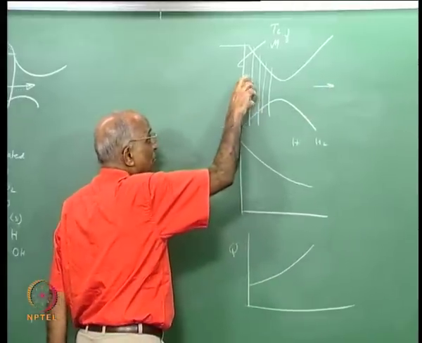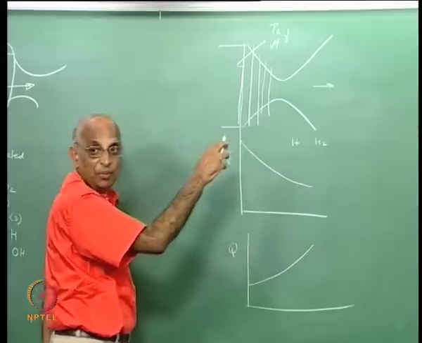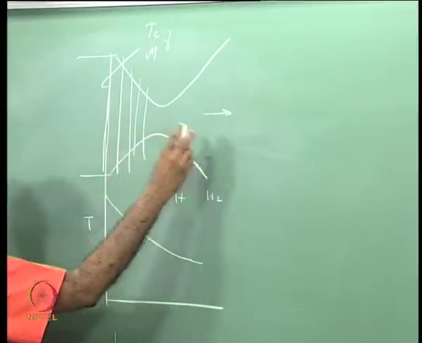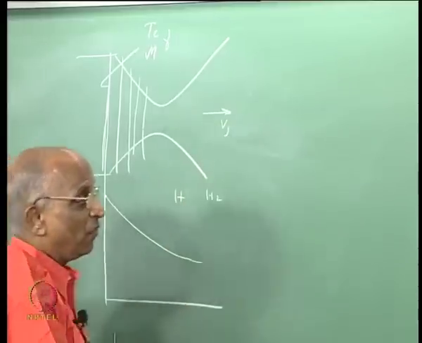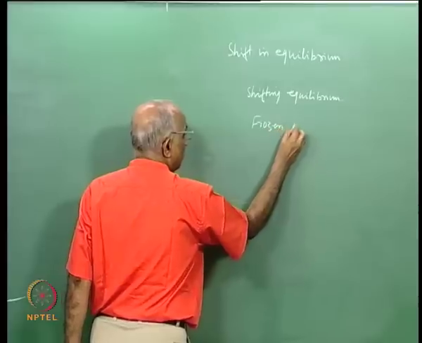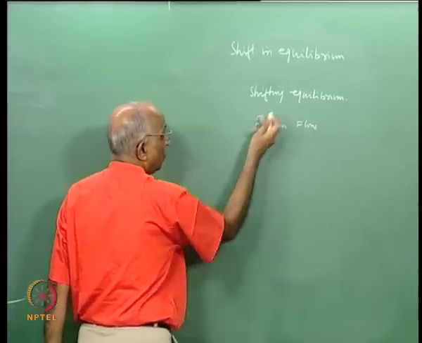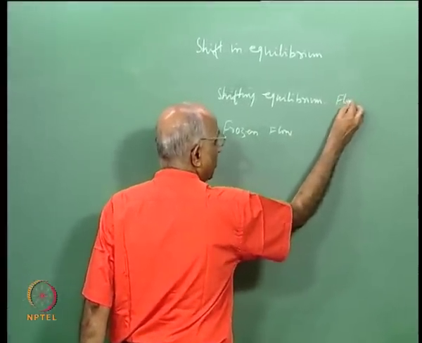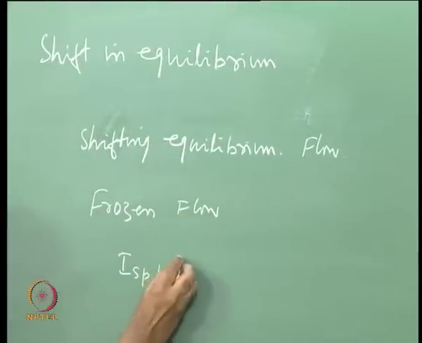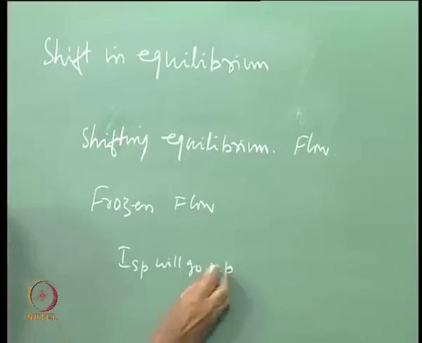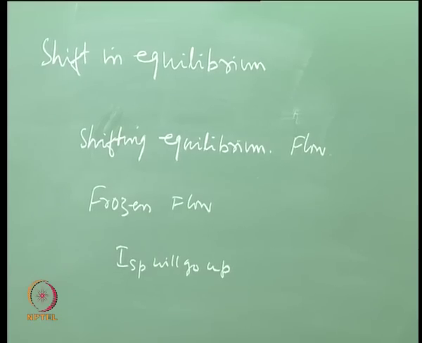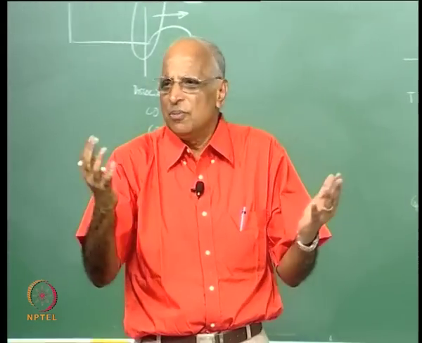But in practice with shifting equilibrium, what is going to happen? I get more heat release, molecular mass is going to change, and therefore my Vj must be higher. Compared to frozen flow, which we considered earlier in the nozzle, now we are talking of shifting equilibrium flow in a nozzle. I will get more heat release, and therefore my Isp will go up. I think I have to consider this in further detail with some figures, but a nozzle flow is not that simple after all.